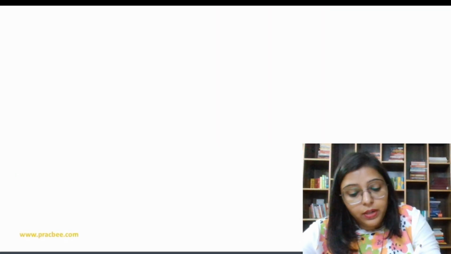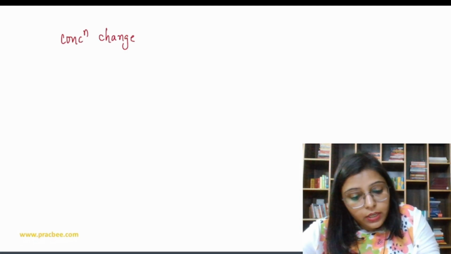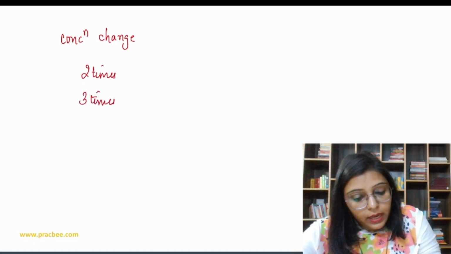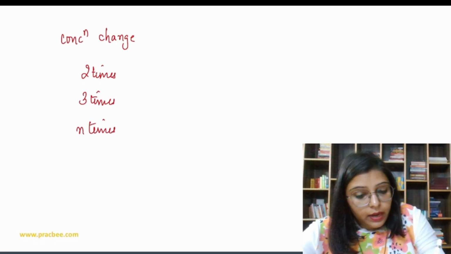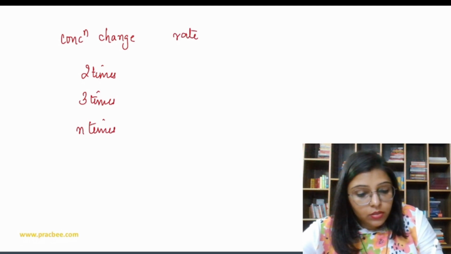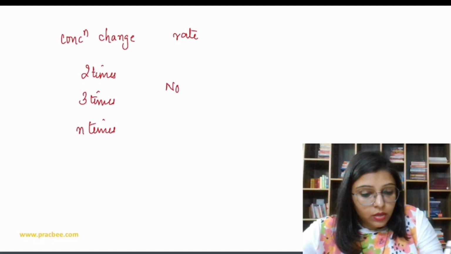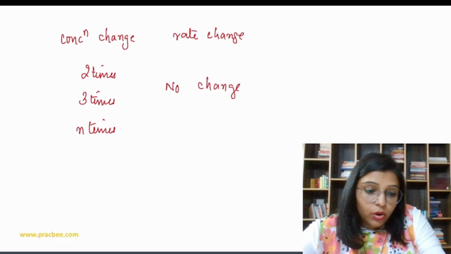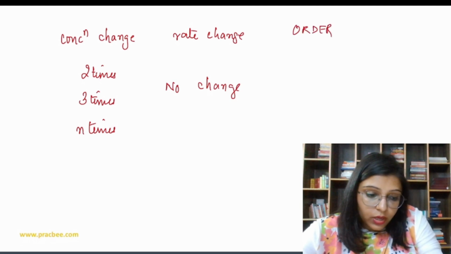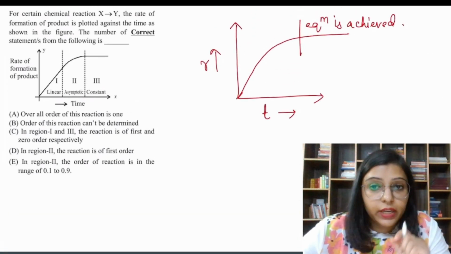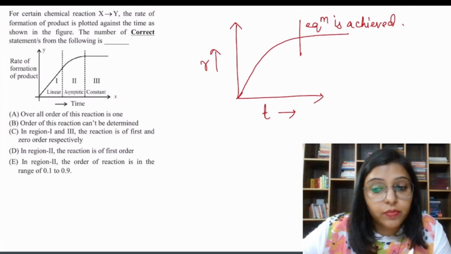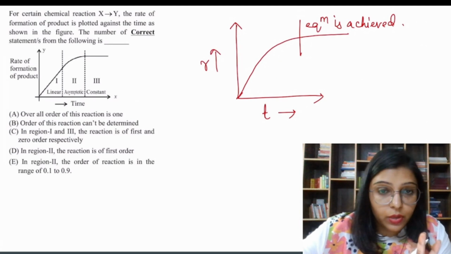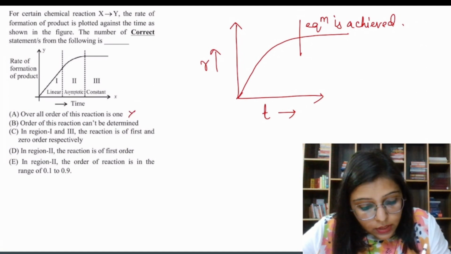How? For example, if concentration change is 2 times, or 3 times, or we can say n times, and rate change, no change in rate, है ना? Rate change, no change. So order with respect to this is going to be 1. But we cannot find out the order with the help of the rate versus time curve. Okay, so it means this statement is incorrect.